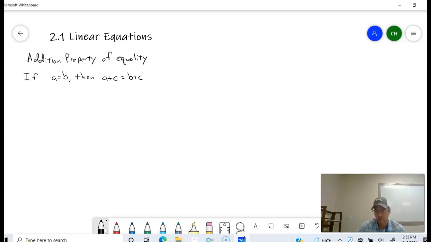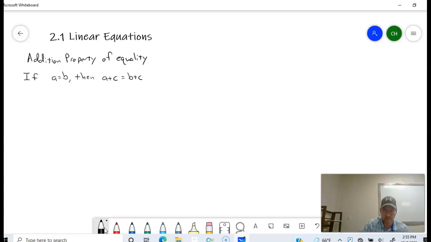That's just an algebraic way of saying that if two things are equal, even though they look different, the equal sign says they're exactly the same. So if they are indeed equal, then I can add or subtract anything I want to one side as long as I do it to the other, and it would still remain true.